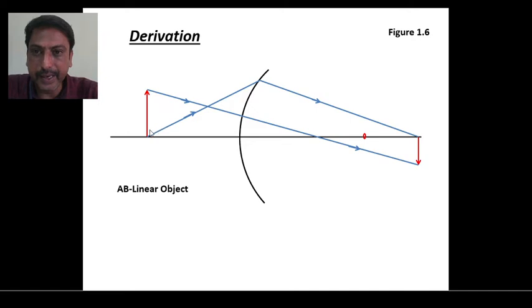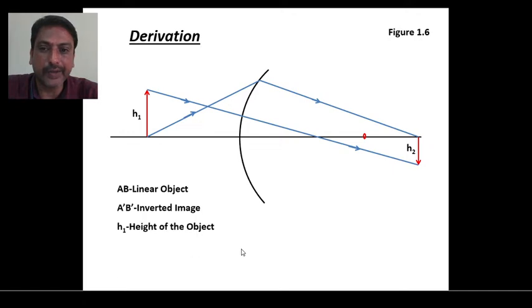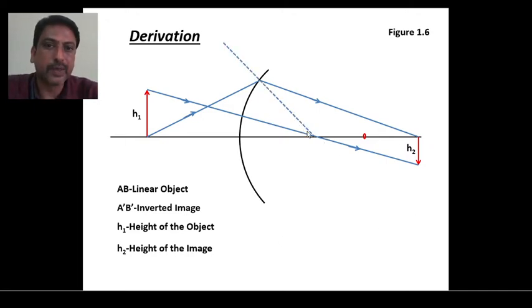Here AB is a linear object, as I told you, and A'B' is its linear inverted image. H1 is the height of the object and H2 is the height of the image. This dotted line indicates the normal. This normal is drawn from the point of incidence, passing through the point of incidence as well as the center of curvature. Hence it is a normal to this spherical surface XY.